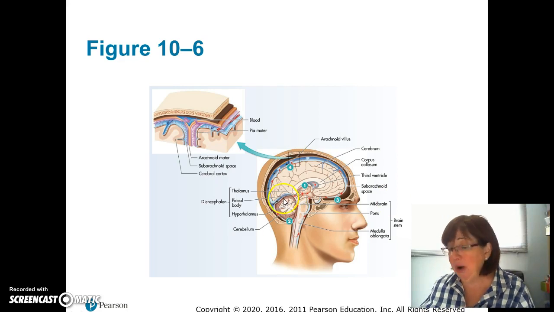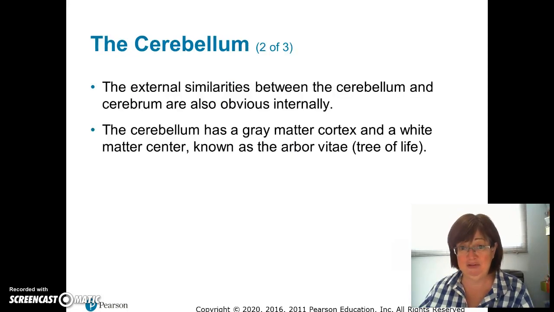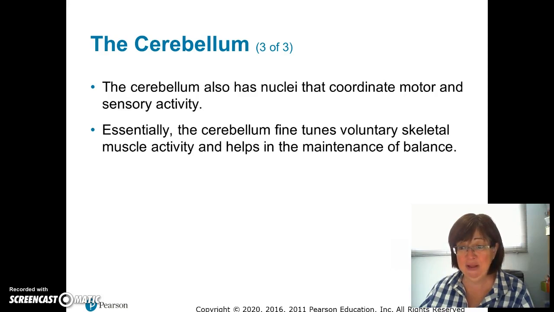Again, I want you to be aware here that the cerebrospinal fluid is made in the middle and it flows around the brain. I won't test you on the way it flows or where it's made, just the main function of cerebrospinal fluid. Okay, we talked about the cerebellum.